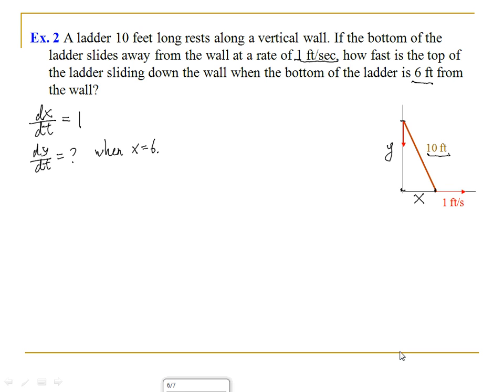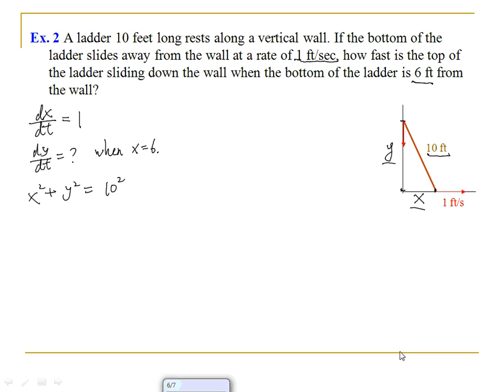So now we can set up an equation involving both x and y. We find that x and y are the two sides of a right triangle. So we use the Pythagorean theorem to set up an equation of x squared plus y squared equals 10 squared. So now we can start to take the derivative of both sides with respect to t to create the terms dx over dt and dy over dt.